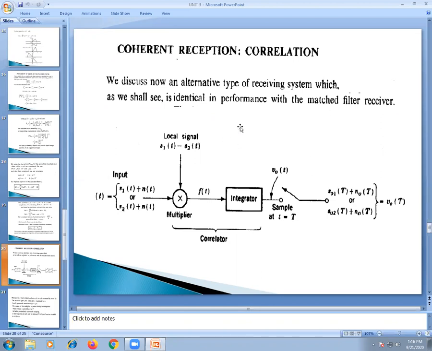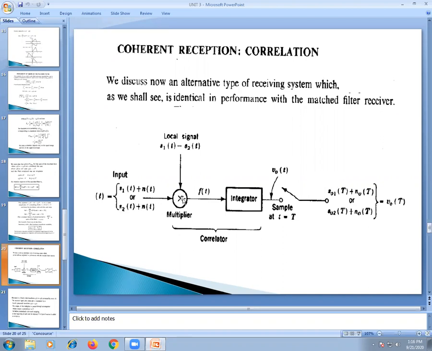Where can you use the matched filter receiver? The same concept from another dimension is coherent reception. So let us see the block diagram. The input signal is S1 of t plus n of t or S2 of t plus n of t. This is the input signal.